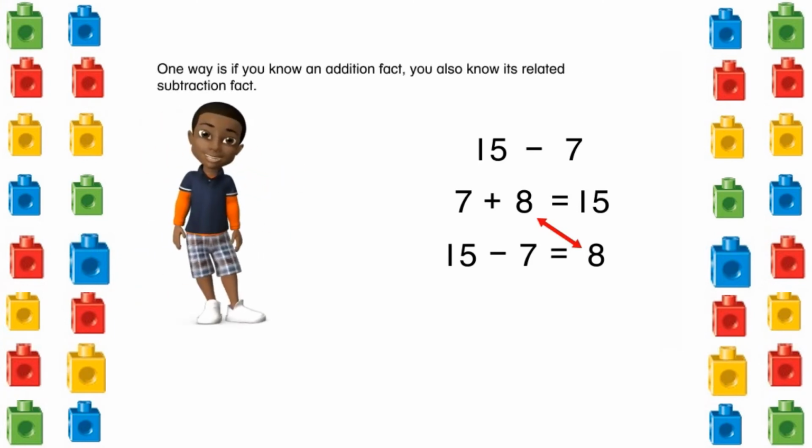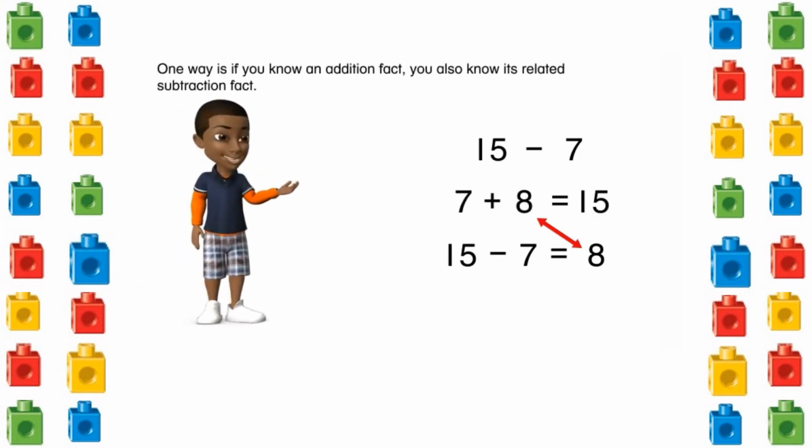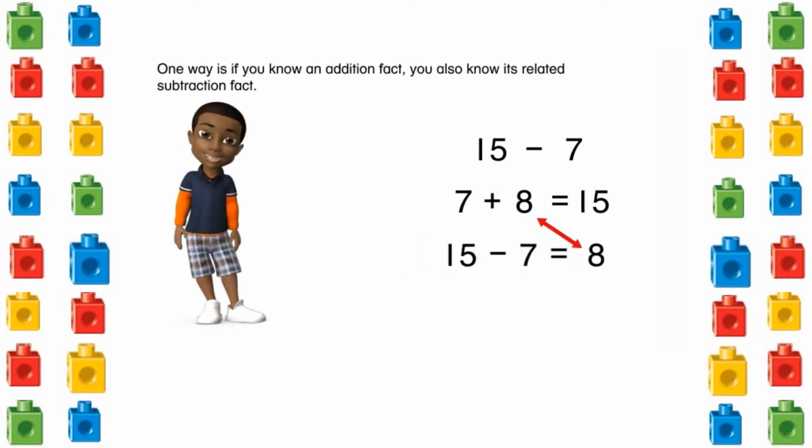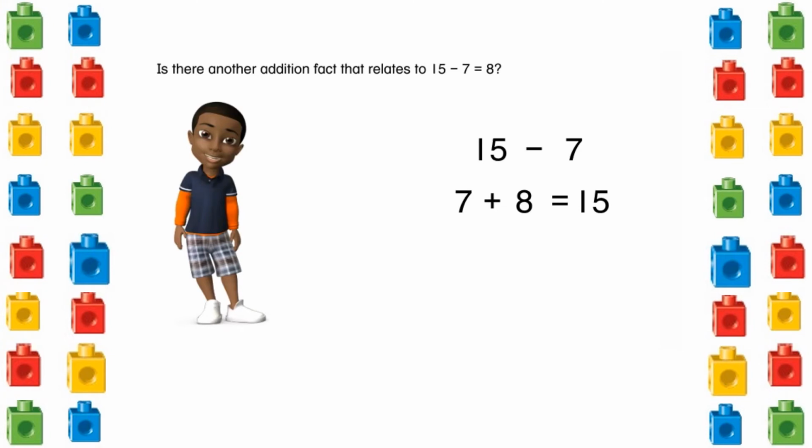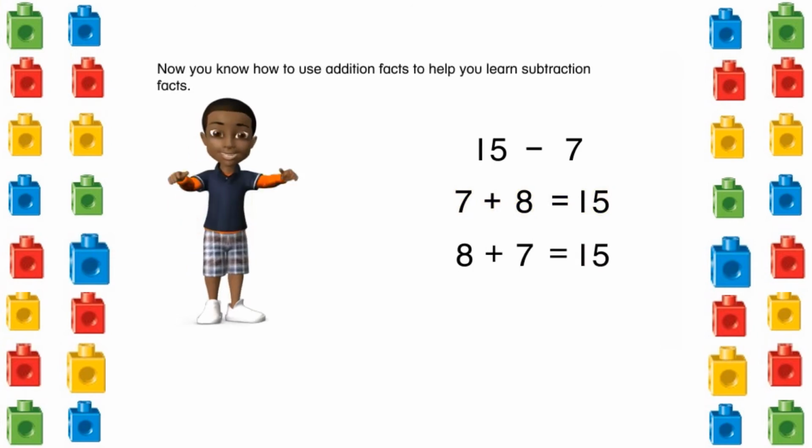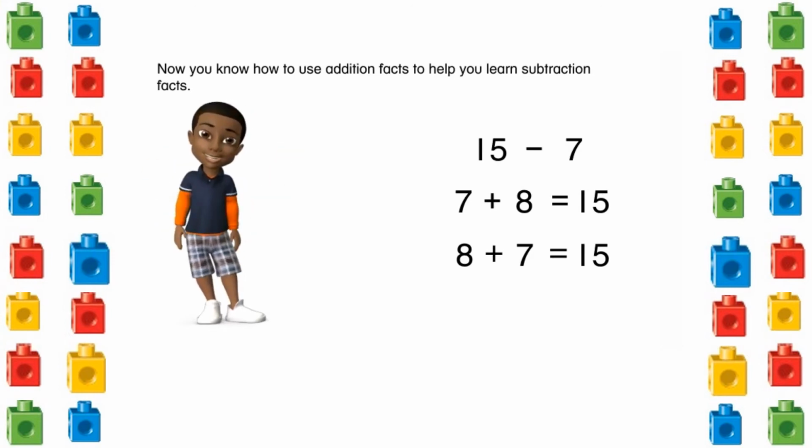One way is if you know an addition fact, you also know its related subtraction fact. Is there another addition fact that relates to 15 minus 7 equals 8? Yes, there is another addition fact. What is it? Another addition fact is 8 plus 7 equals 15. Now you know how to use addition facts to help you learn subtraction facts.